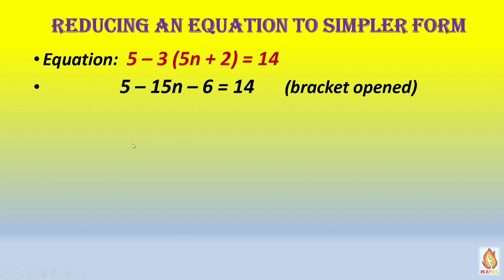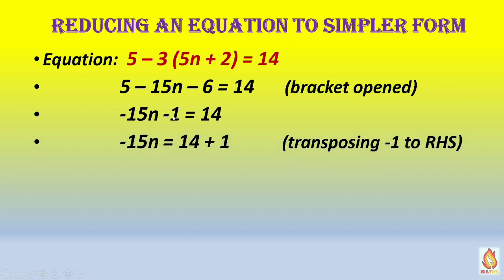So in the LHS part, what are we getting? 5 into 3 into 5n, 3 fives are 15n, minus 3 into 2, that is equal to negative 6, equal to 14. So in the next step, what are we getting? 15n and 5 minus 6, that is equal to negative 1, equal to 14. In the next step, the minus 1, or negative 1, we have to transpose to RHS, because here we want only the variable.